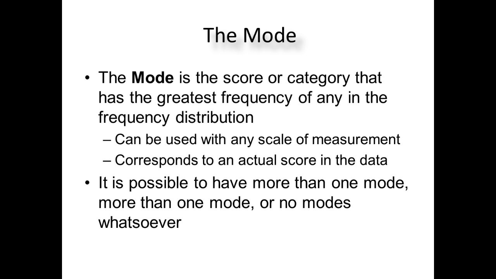Sometimes, though, we have data that are highly skewed, or data where it is inappropriate to use a mean or a median. This particularly applies to nominal data, the first type of data we had. In these cases, the mode is the appropriate way to summarize the central tendency of the data. What's great about the mode is it can be used with any scale of measurement. It corresponds to an actual score in the data. It's possible to have more than one mode.